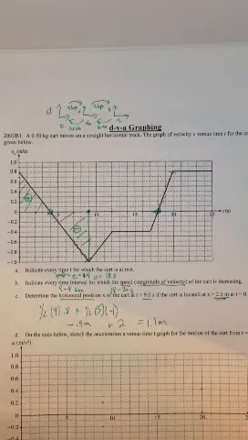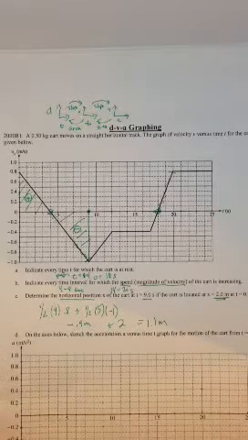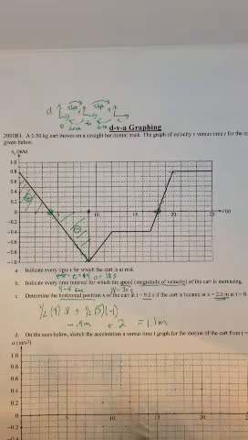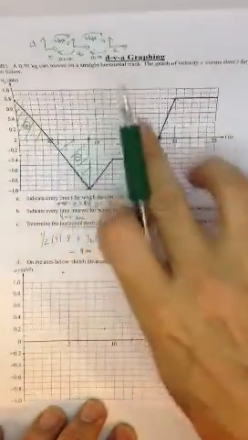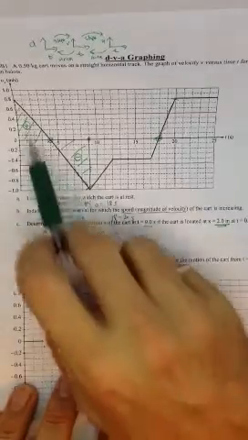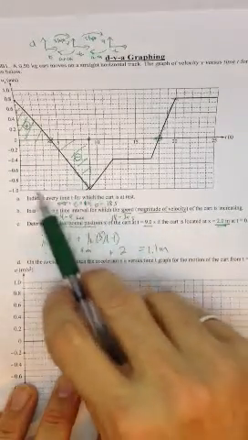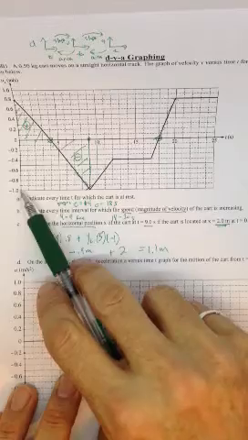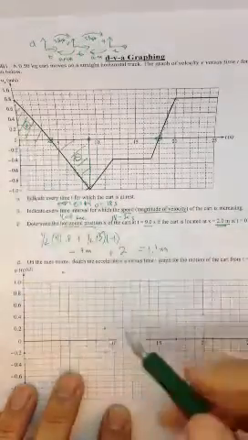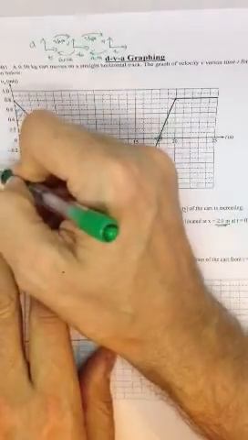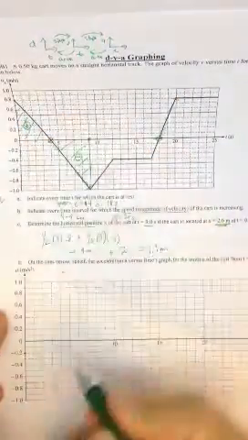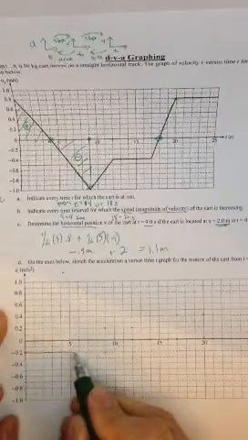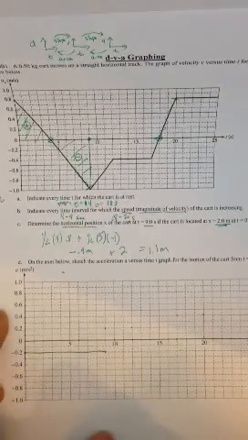Okay, now I move on to D, on the axis below, sketch the acceleration versus time. Now acceleration versus time would be the slope of my line. So I have to go and find the slope for all the different sections. So for this section here, I would take the rise, which is -1.8, so it's going to be a negative number, -1.8 divided by the run, which is 9, and I end up with -0.2. So all the way for that slope, I have -0.2 for my acceleration.